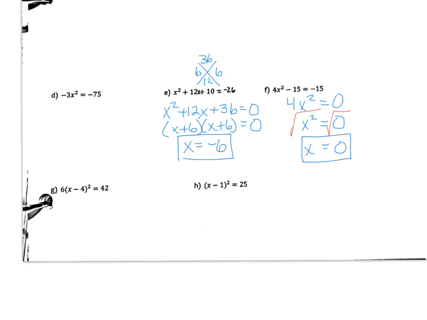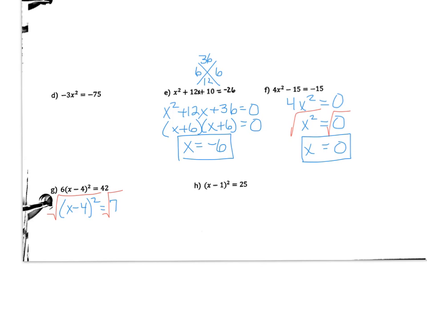Alright, letter G. Now this one's a little different. I'm going to try a little trick here. Let's divide by 6. Let's get rid of this 6. So let's divide both sides by 6. That'll leave me with x minus 4, the quantity squared. If I divide by 6, that leaves me with 7. Okay, I can use this square root trick here, because in a way, I've isolated the squared term. So I've isolated this whole thing as being squared. So the opposite of squaring something is to take the square root.